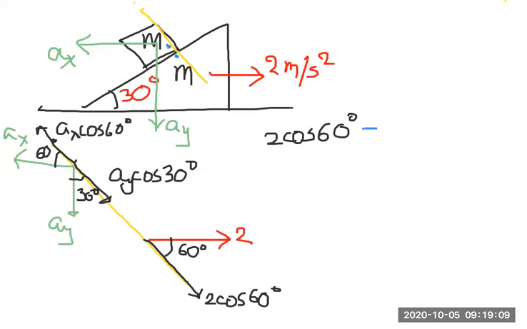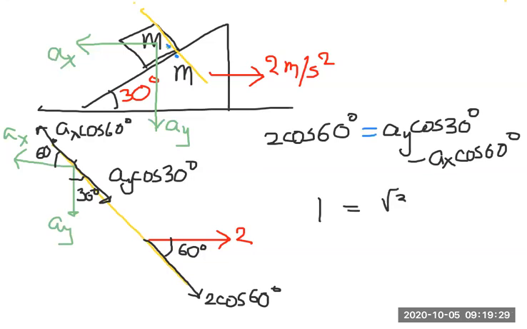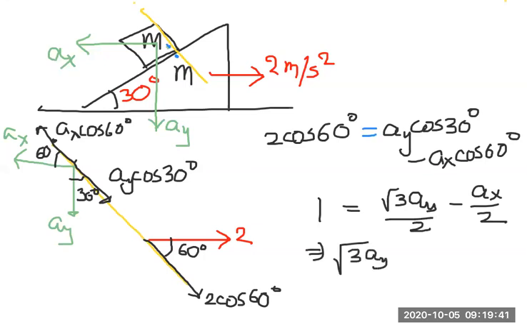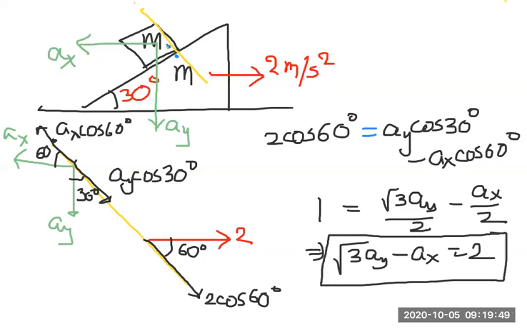So this will be equal to how much? This will be equal to ay cosine 30 degrees minus ax cosine 60 degrees. 1 is equal to root 3 ay by 2 minus ax by 2. So I can write this as root 3 ay minus ax is equal to 2. Right?